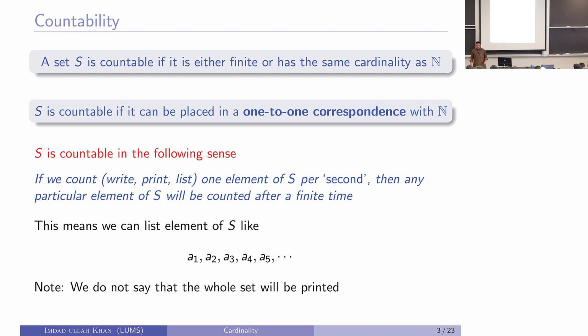Make sense? Okay. So, look at this. This is the bijection. So, S has elements a1, a2, and so on, some elements a, but now I have a bijection.